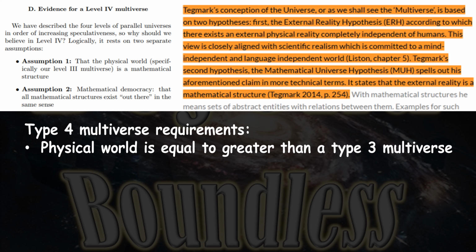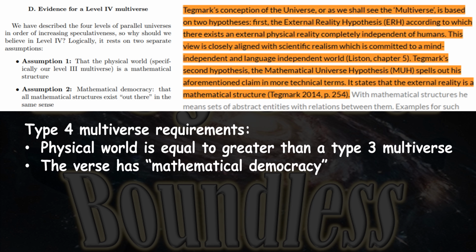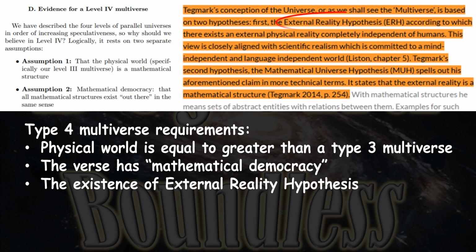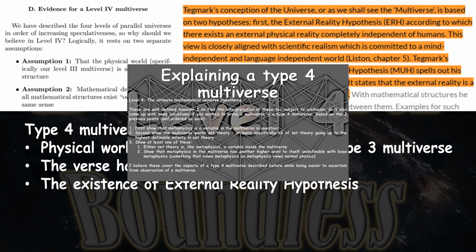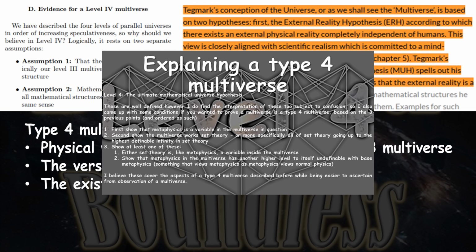The next thing is we need to show that the verse has what is called mathematical democracy. And then lastly, one of the things that people most miss when talking about a Type 4 multiverse, that is the existence of external reality hypothesis, a very important factor to scaling a Type 4 multiverse. This is all explained and shown in my original explaining of the Type 4 multiverse.